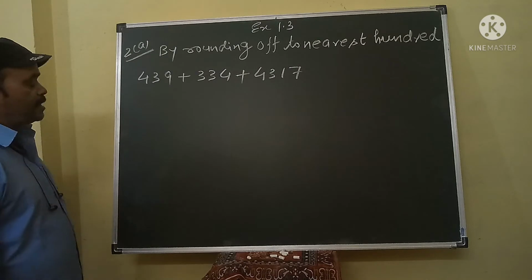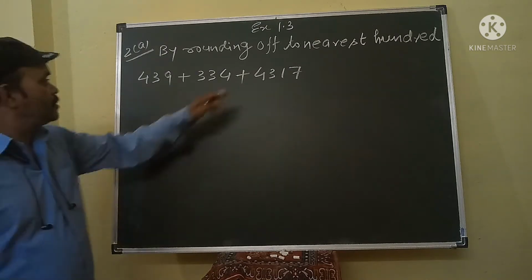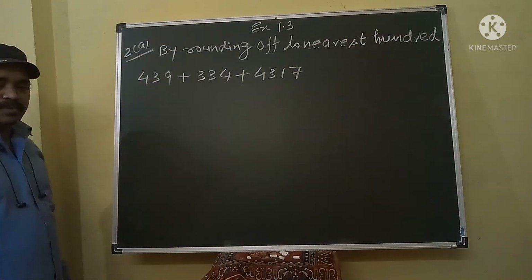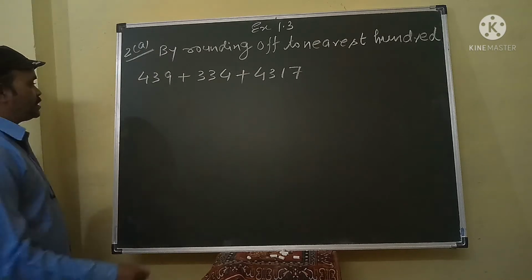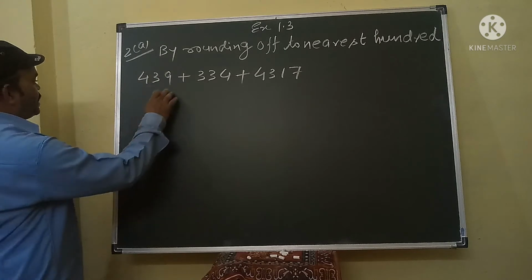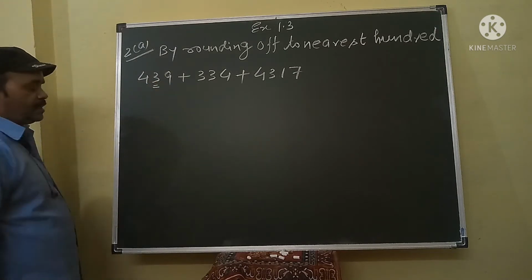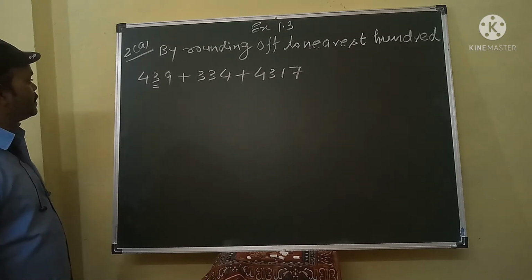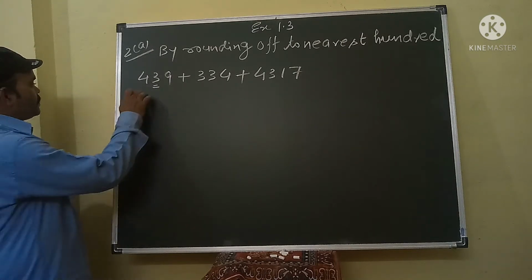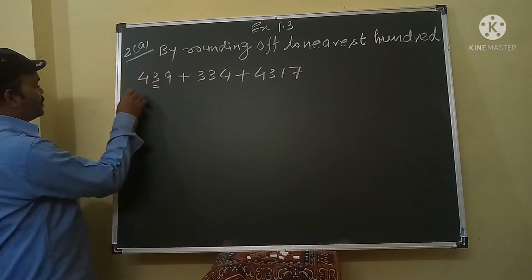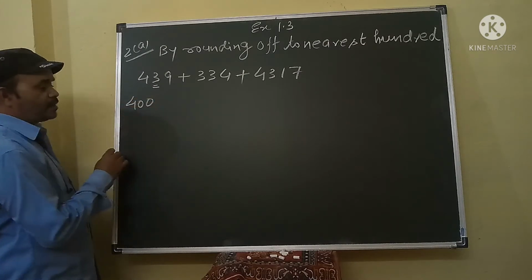Okay. According to the basic rule, for rounding off to the nearest 100, we find the tens place value. In 439, the tens place value is 3, and 3 is less than 5. So rounding off 439 will be 400.